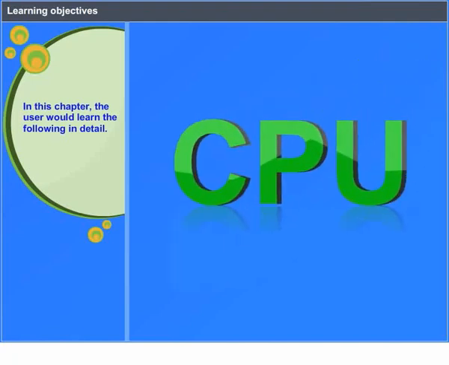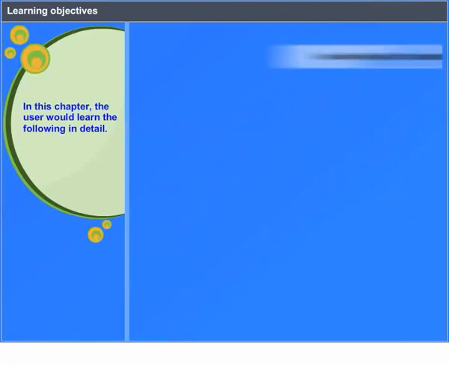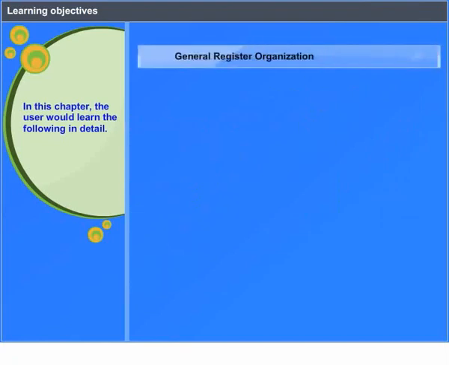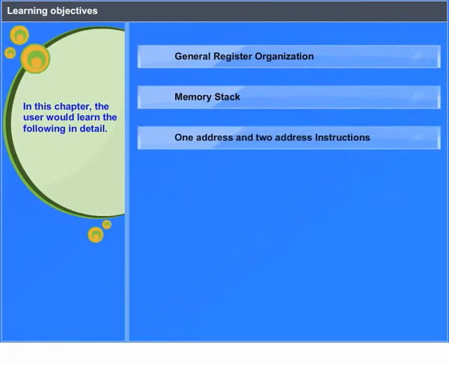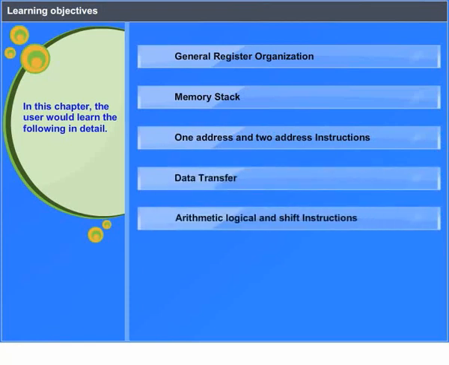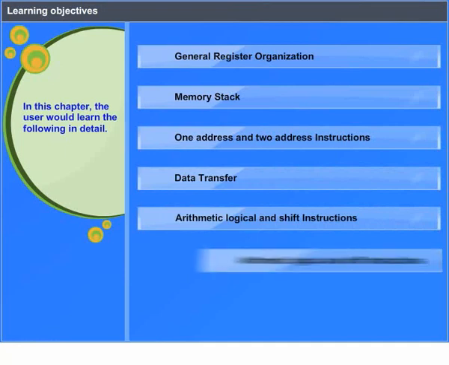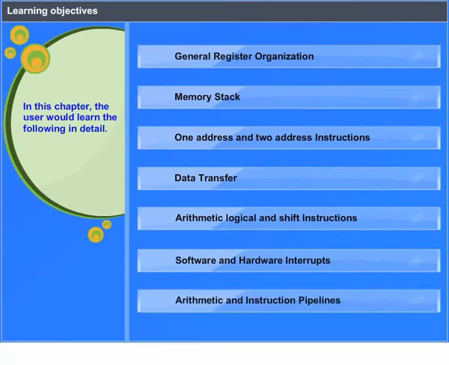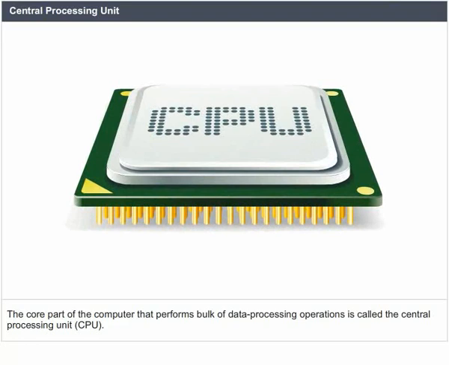Learning objectives. In this chapter, the user would learn the following in detail. General register organization. Memory stack. One address and two address instructions. Data transfer. Arithmetic, logical and shift instructions. Software and hardware interrupts. Arithmetic and instruction pipelines.